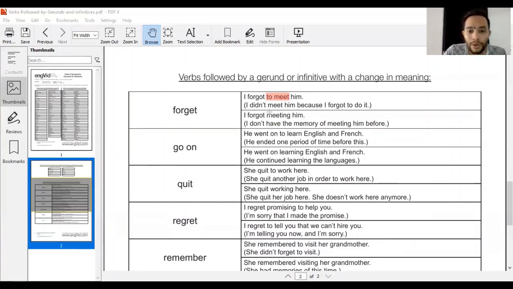Now, when you use forget with ing, the meaning changes, or the intention changes. Now, I forgot meeting him. La oración es la misma, pero el significado es diferente. En la primera significa, repito nuevamente, olvidé encontrarme con él, es decir, no se encontraron. But in the second one, take a look, I forgot meeting him. I don't have the memory of meeting him before.